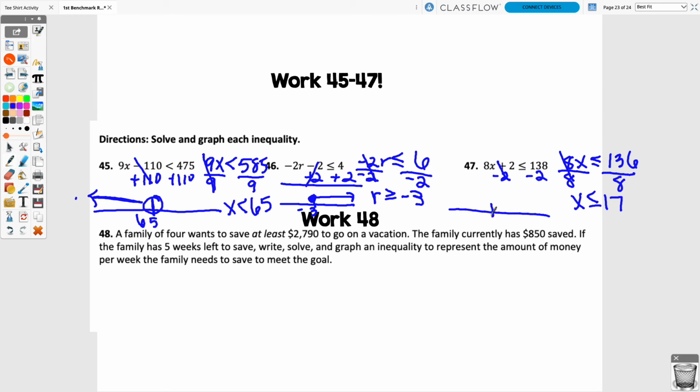So on my number line, I'm going to show that 17. Brooklyn, do I need an open or a closed? Closed. And then right or left? Left. Yeah. Closed circle, shade to the left.